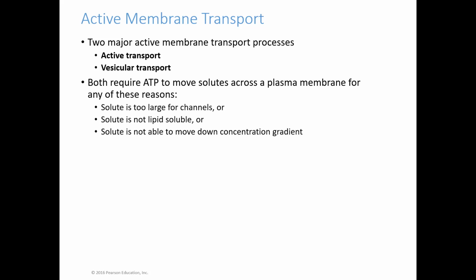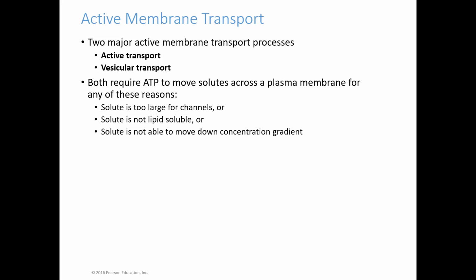Now, sometimes things are too big. Sometimes they're not soluble in fat. And sometimes you want to move something against its concentration gradient. For example, sodium, good old sodium. We have an overabundance of sodium outside our cells. And sodium being what it is, will leak into the cell. Now, we don't want that. Our cells don't need sodium. So the sodium will leak into the cells passively, and the cell will have to actively pump it out to get rid of the excess sodium.